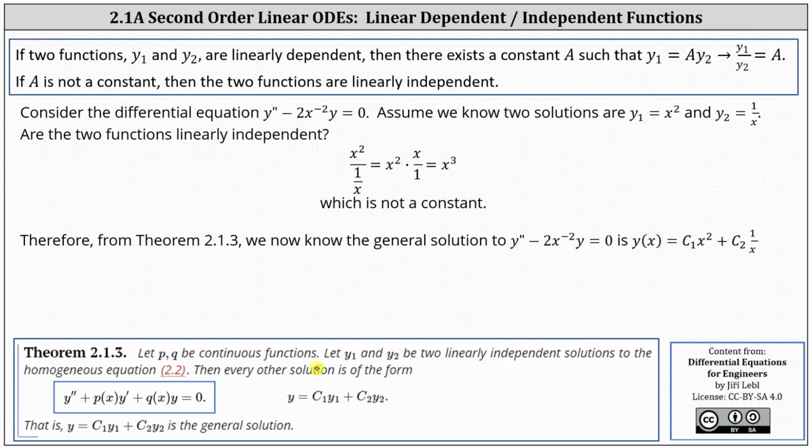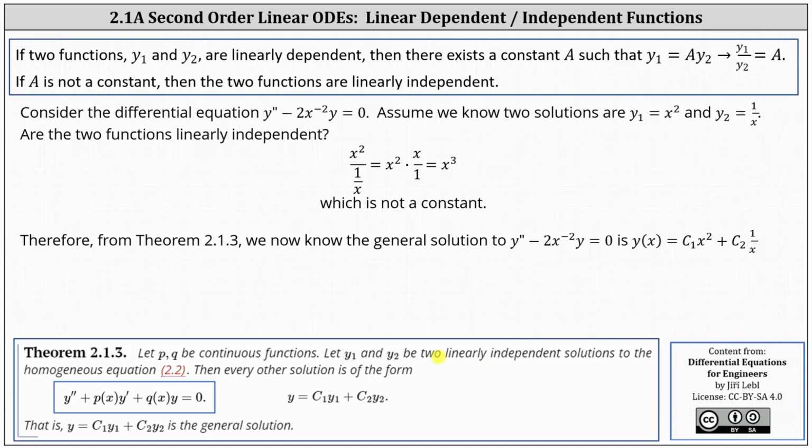are continuous functions and y1 and y2 are two linearly independent solutions to the homogeneous differential equation, then every solution is in the form of y equals c sub 1 times y sub 1 plus c sub 2 times y sub 2, meaning y equals c sub 1 times y sub 1 plus c sub 2 times y sub 2 is the general solution. If y sub 1 and y sub 2 are not linearly independent, meaning they are linearly dependent, then this is not true.